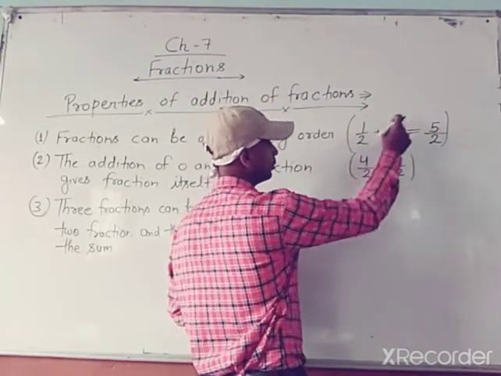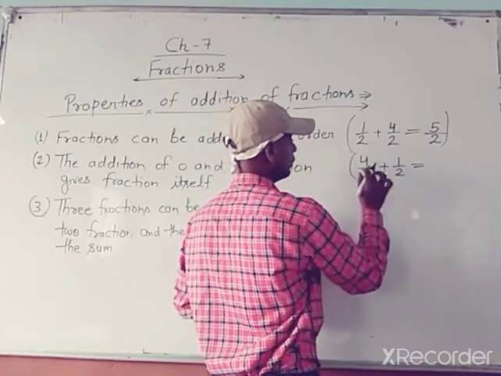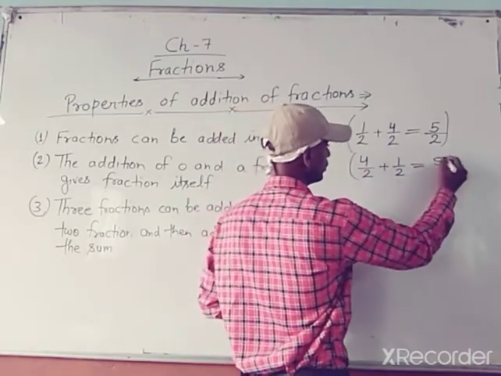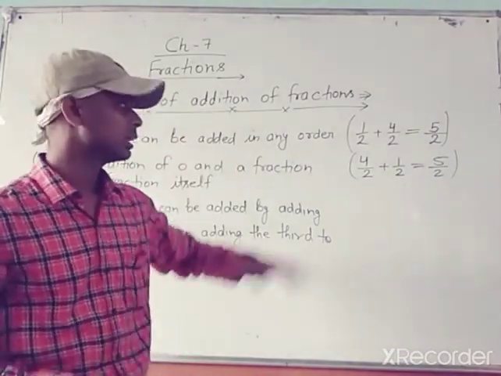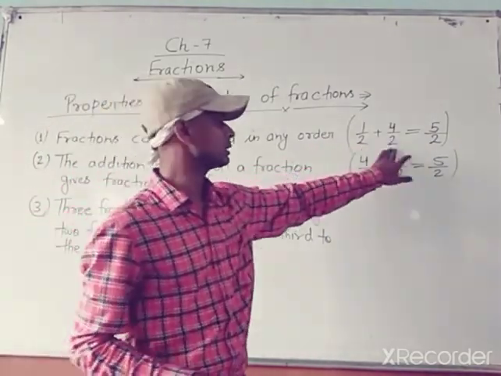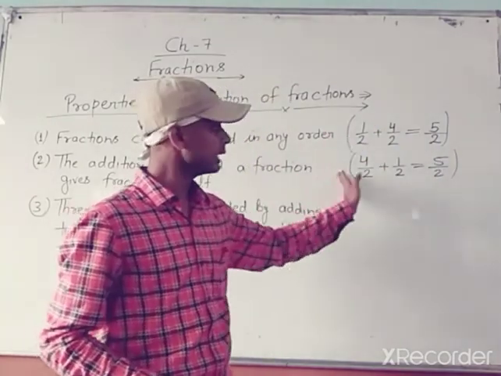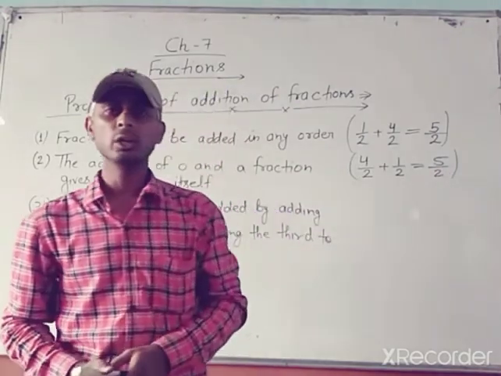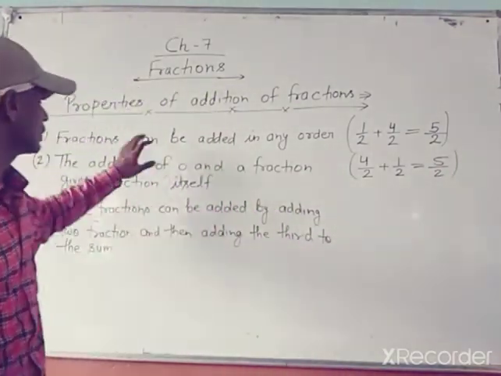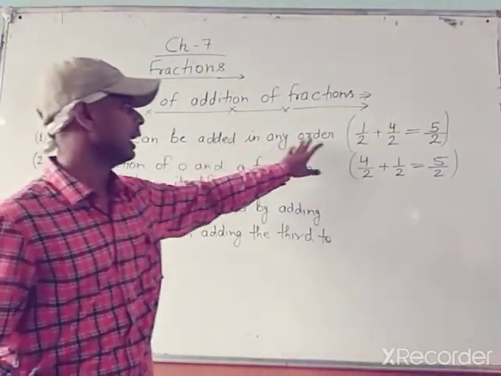See, 1 by 2 plus 4 by 2. Then now 4 by 2 and 1 by 2 is also equal to 5 by 2. If we change the order, first term plus second equals the sum. Same, second term plus first term is equal to the same fraction, that is 5 by 2. Okay, so this one is the property that fractions can be added in any order.